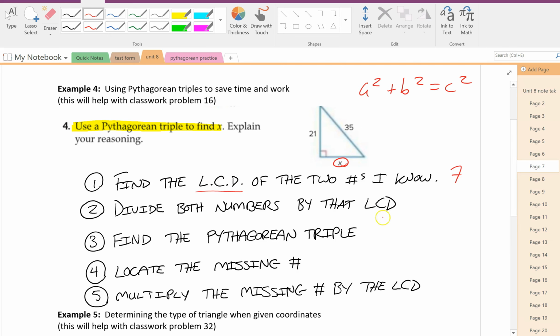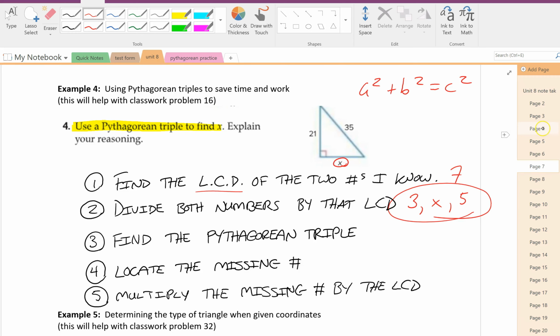Next step, divide both numbers that I know by that lowest common denominator. So in other words, 21 divided by 7 is 3, and 35 divided by 7 is 5. So there's a number x here that I don't know that I'm going to put in the middle. Why am I putting it in the middle? Well, it's because I know that x has to be somewhere, it can't be longer than 35, right? Can't be longer than 35. It may or may not be bigger than 21, but it can't be larger than 35. So I'm going to put it second. Okay, so I'm going to take this 3 something 5.